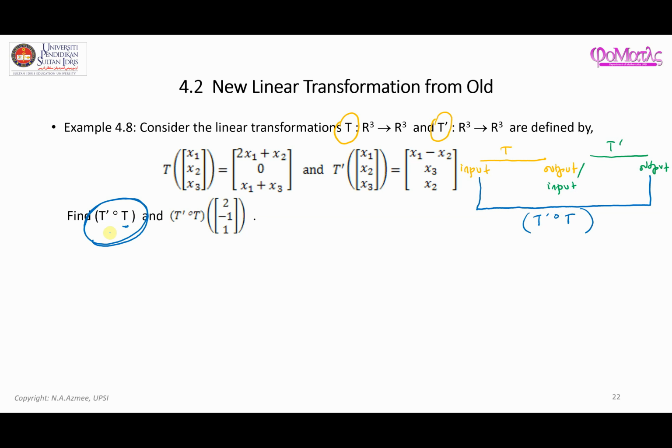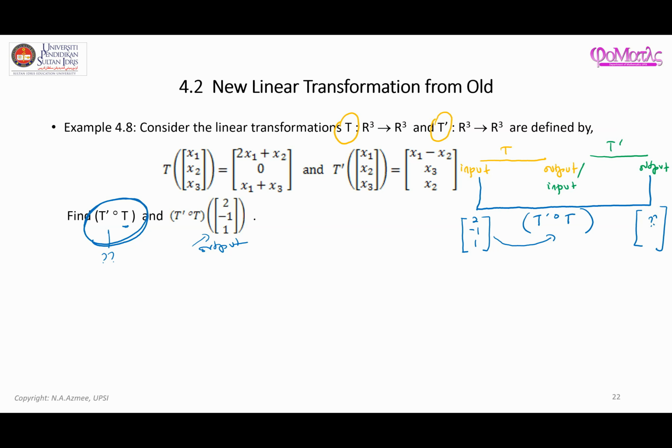So the question is asking you to find what is the rule given here, and then it gives you a vector and asks you to find the output. For example, if the input here is given as 2, -1, and 1, what is the result that we are looking to get here? This input is given to this composite function, composite transformation, the composition of two transformations. Those are the names. And what is the output here? That is the question.